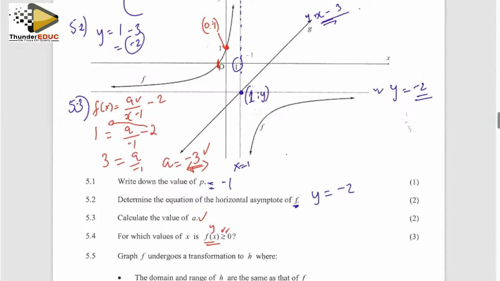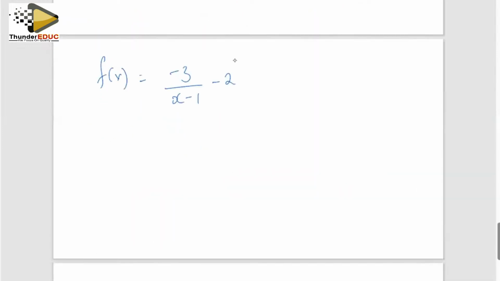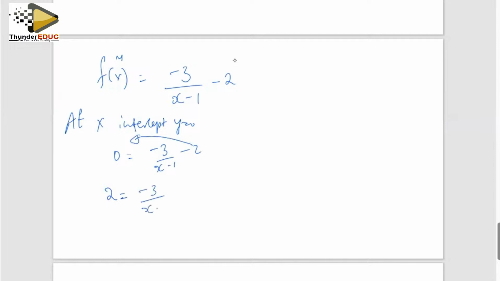I don't know. They didn't tell us. Okay, at the x-intercept, we're saying y must be 0. So f of x is y. So 0 is equal to negative 3 over x minus 1 minus 2. What we said is that we are moving this one to that side. 2 is equal to negative 3 over x minus 1.